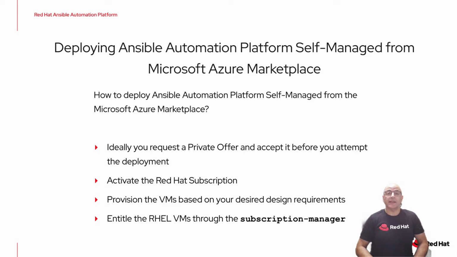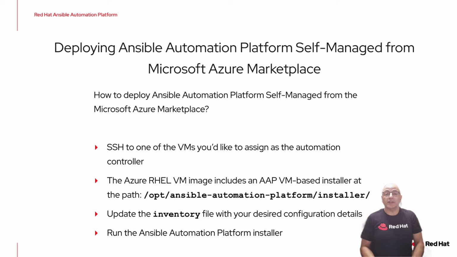Then you will go ahead and provision the needed virtual machines based on the desired state of the Ansible Automation Platform deployment. From there, you're going to entitle the RHEL VMs through the subscription manager. Now that your infrastructure is all ready and you have your virtual machines, you will assign one of them to be the Ansible Automation controller. You will SSH to that specific virtual machine.